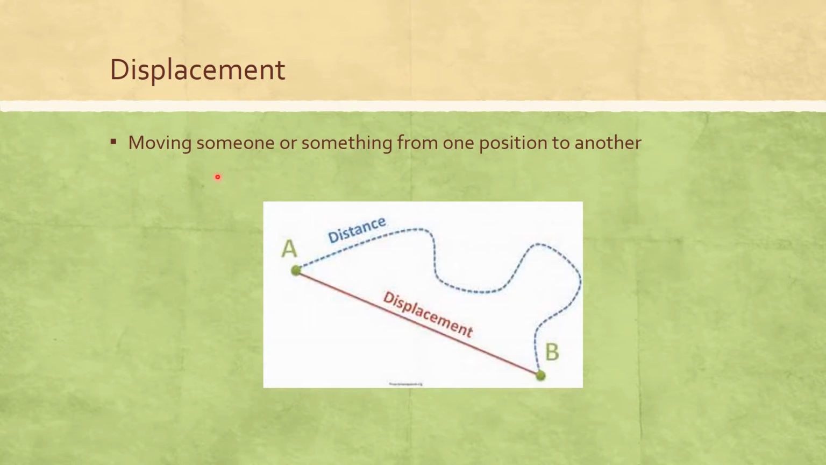Displacement means moving someone or something from one position to another. So even though you might move it like crazy like this line, the displacement is from the first point to the last point. Displacement means to move from one point to another.